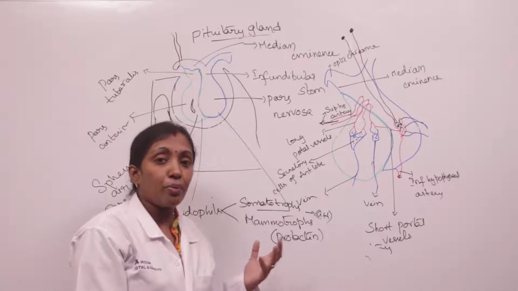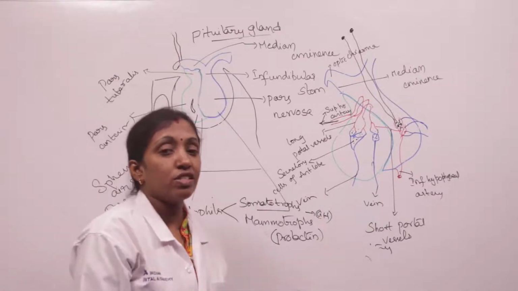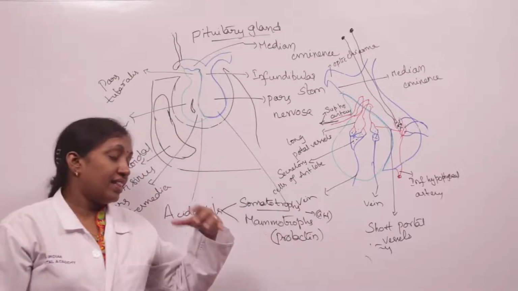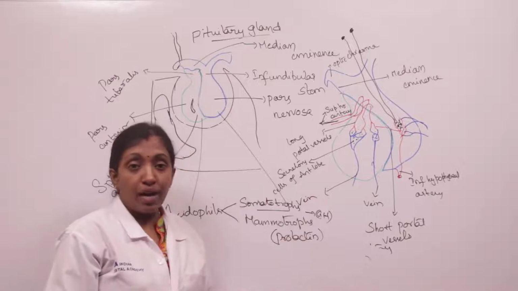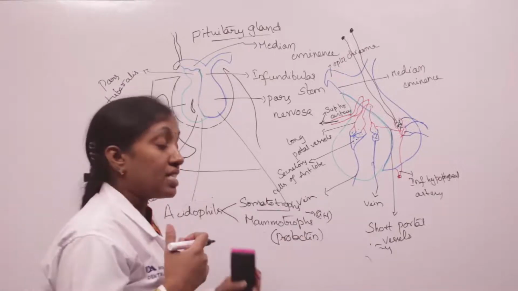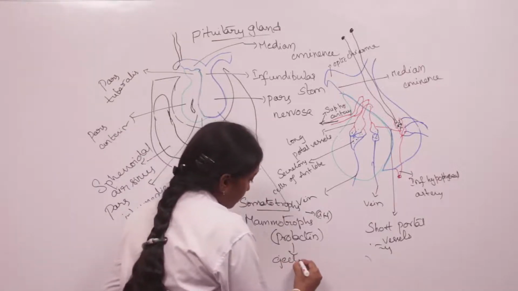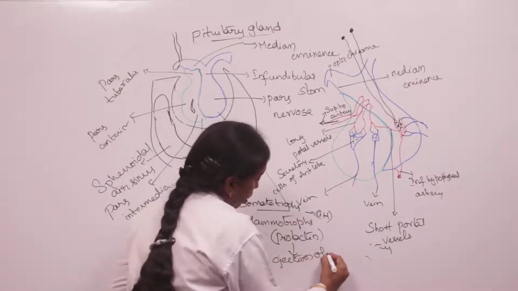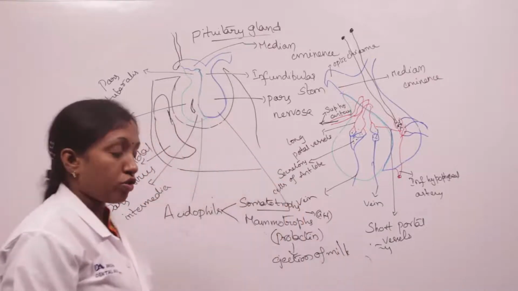So what is the function of prolactin? It helps in the ejection of milk. When the baby suckles the nipples, the suckling reflex causes the mammotrophs to release prolactin, and this prolactin helps in the ejection of milk. And the growth hormone helps in the growth of the bones of the body.